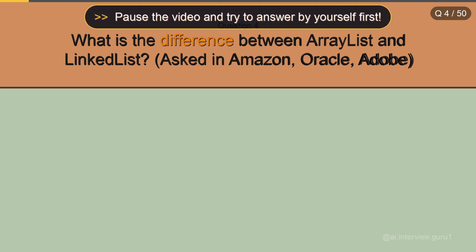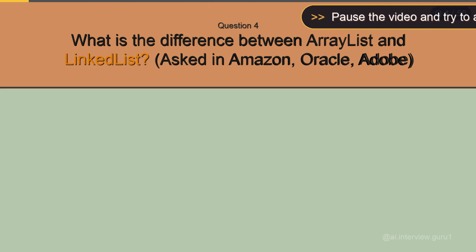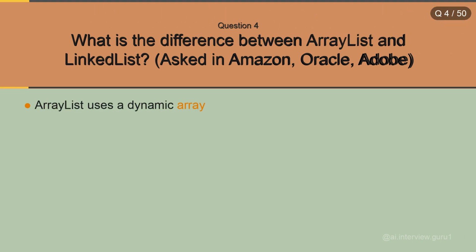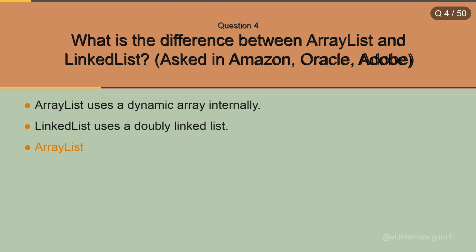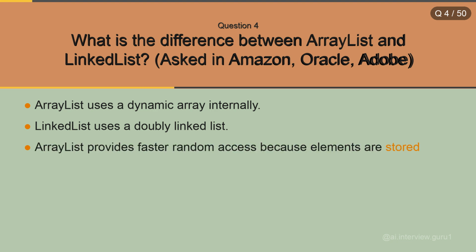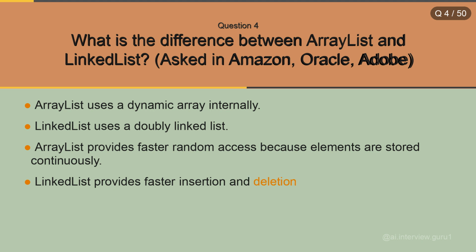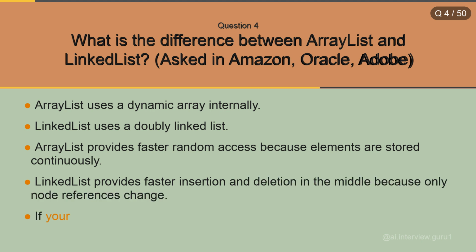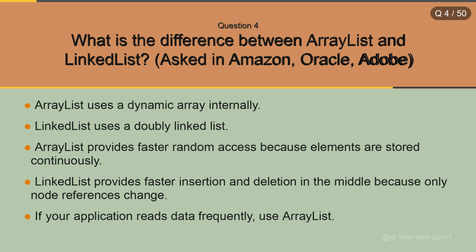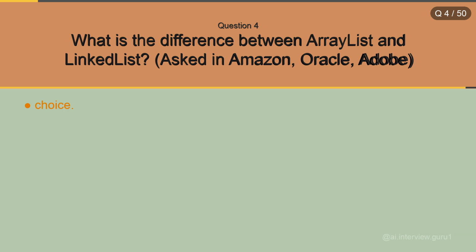What is the difference between ArrayList and LinkedList? ArrayList uses a dynamic array internally. LinkedList uses a doubly linked list. ArrayList provides faster random access because elements are stored continuously. LinkedList provides faster insertion and deletion in the middle because only node references change. If your application reads data frequently, use ArrayList. If it performs many insertions and deletions, LinkedList can be a better choice.